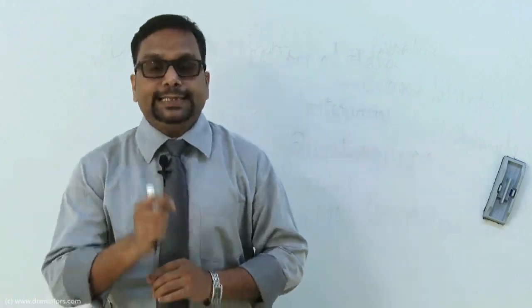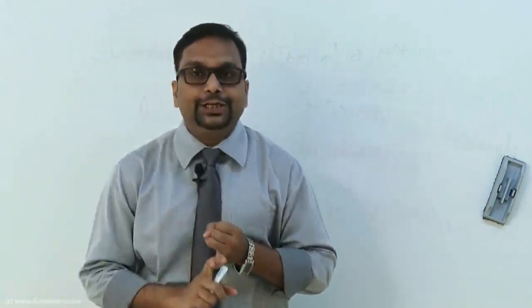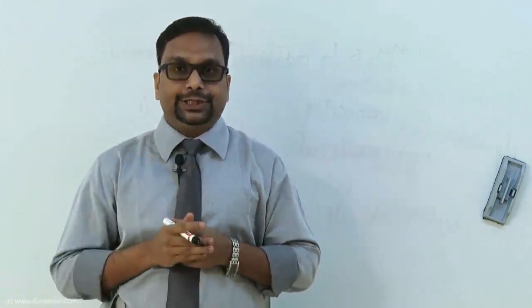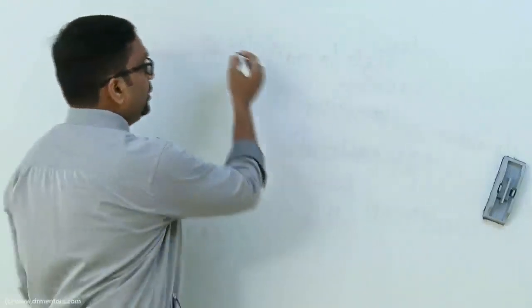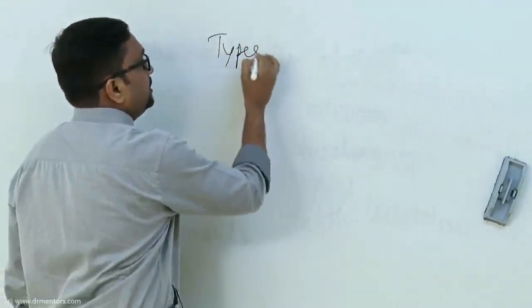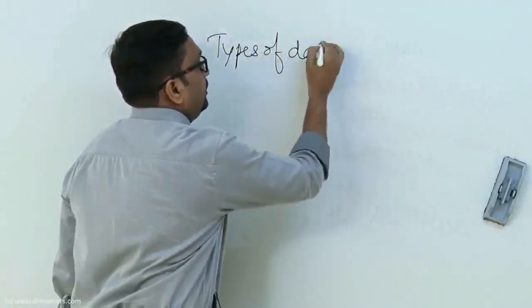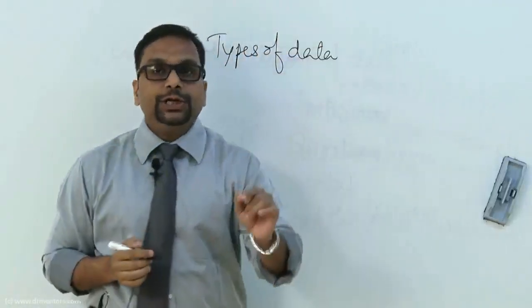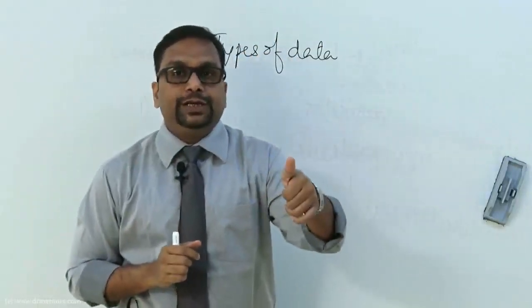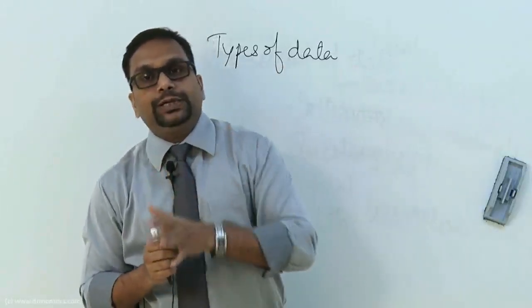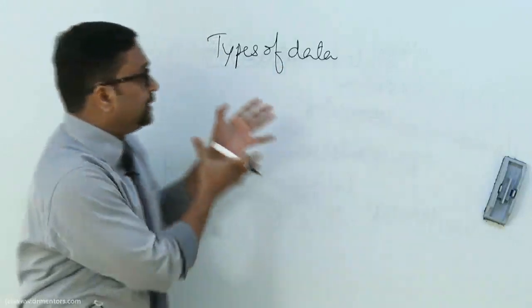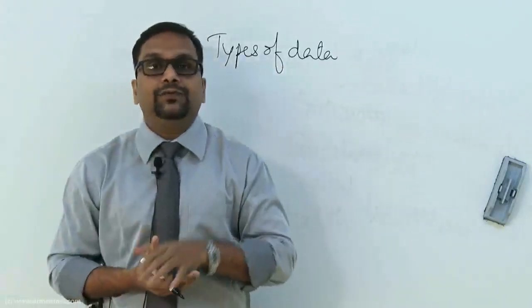Now after data is collected, the next step is compilation, analysis and interpretation. But before we go ahead with compilation, analysis and interpretation, first we should know the types of data. Because according to the type of data, compilation will differ, analysis will differ and interpretation will differ. And so before going ahead with the remaining three words, I would like to take the next topic as types of data.